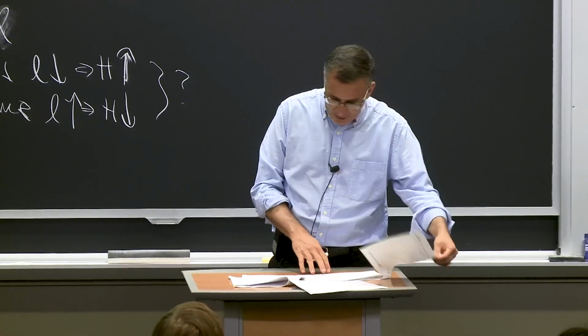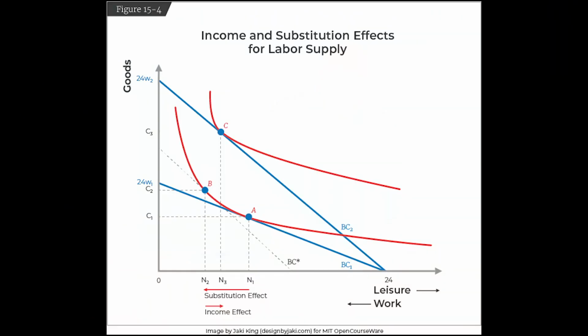So let's show this in a graph. Let's go back to our income and substitution effect graphs like we did before. Figure 15.4. Now we're back to, once again, just applied consumer theory. We start with budget constraint 1 at wage 1, and we have our initial tangency at A, with leisure of N1 or little L1.